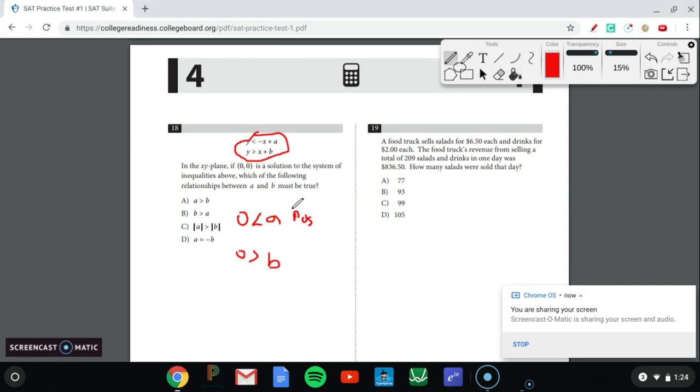I really can't write with this touchpad. I should probably learn how to write on the touchpad before I make videos.